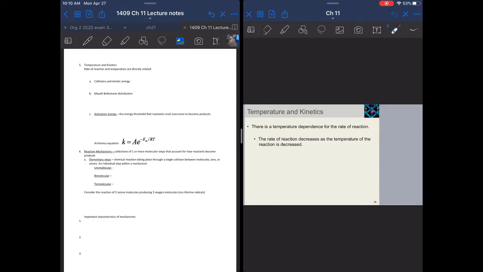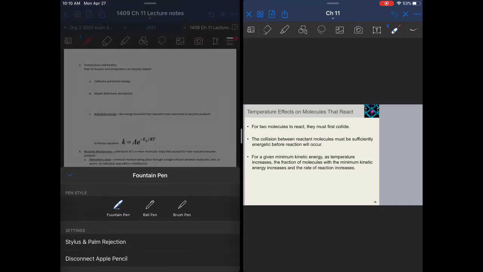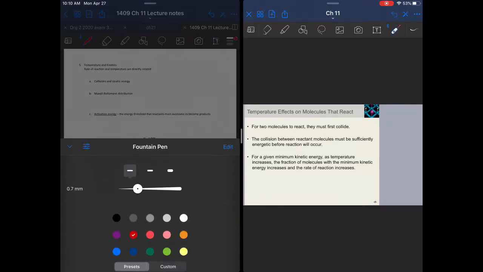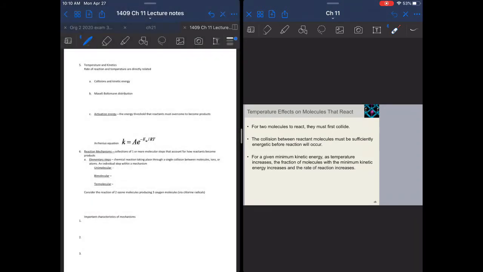a reaction. So let's think about that on a molecular level. All right, when a reaction occurs, let's make our statement here, that higher temperatures are going to lead to increased rates. Okay, that's kind of what we're starting off with.